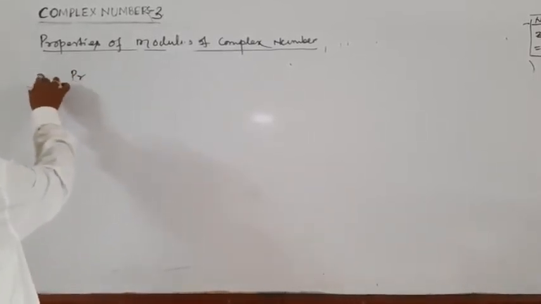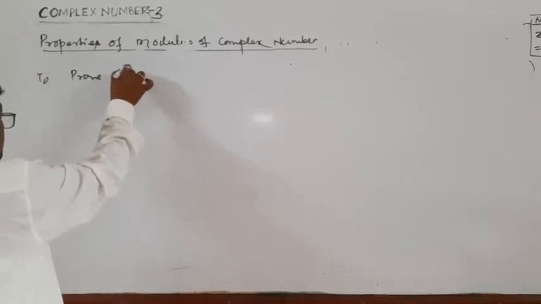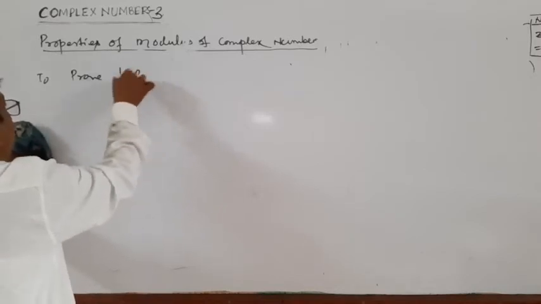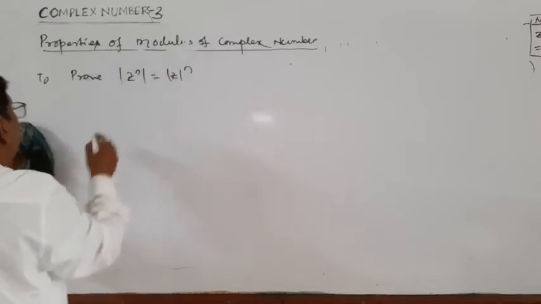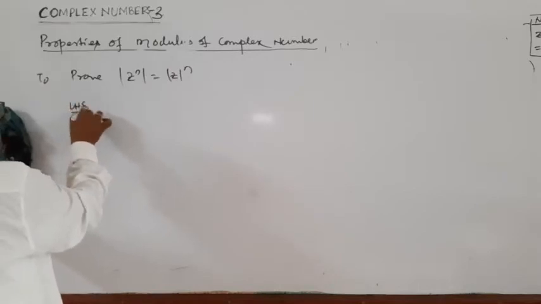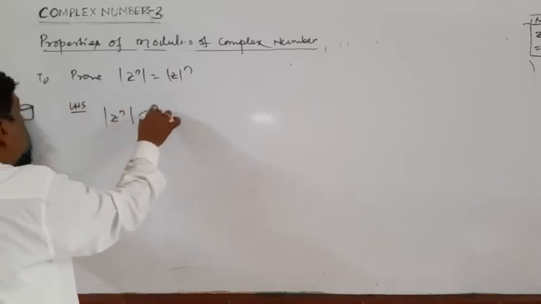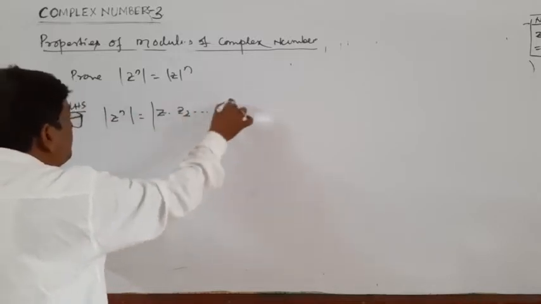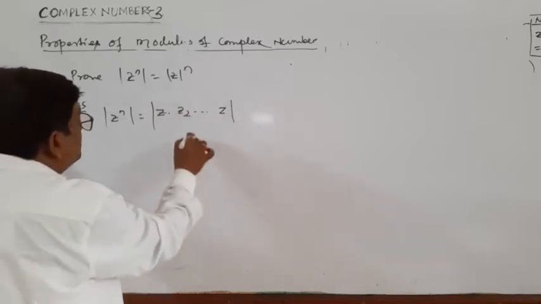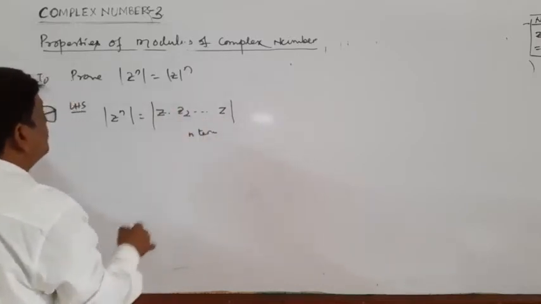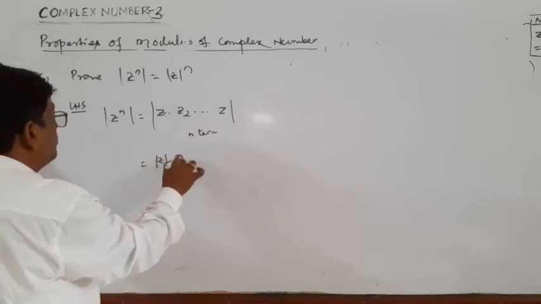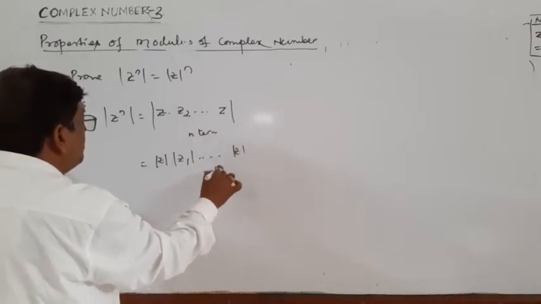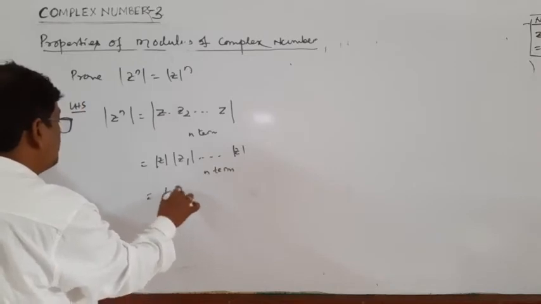To prove this: mod of z to the n is equal to mod z to the power n. Now the left hand side, mod z to the n, that is z into z dot dot up to n times. Okay, this is n terms. So this can be written as mod z into mod z up to n terms. So mod z to the power n.